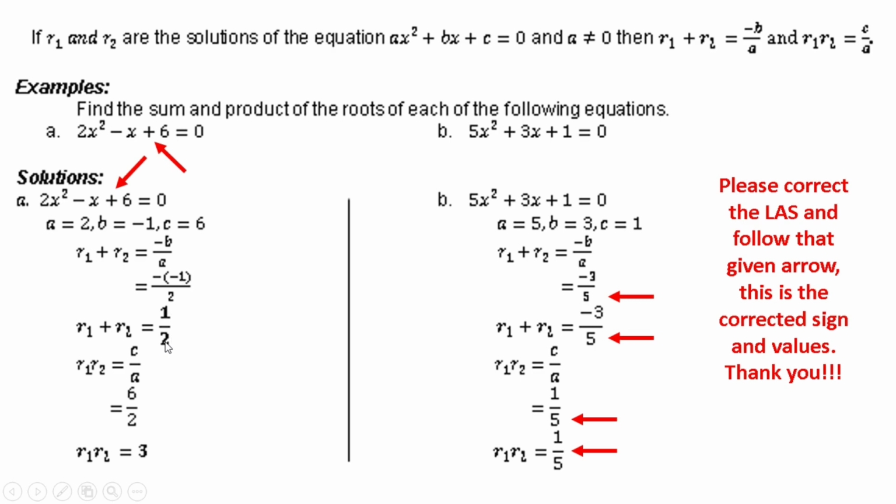That is the sum. And the product, c over a. So, c is 6 and a is 2. 6 divided by 2, that is 3. So, therefore, the product of the roots is 3. The sum of the roots is 1/2.